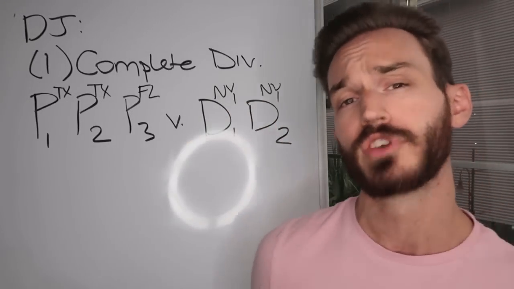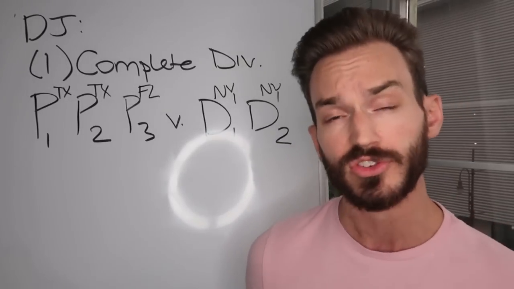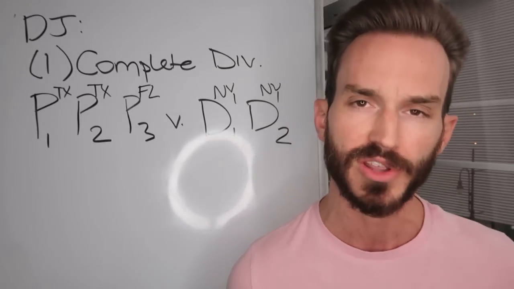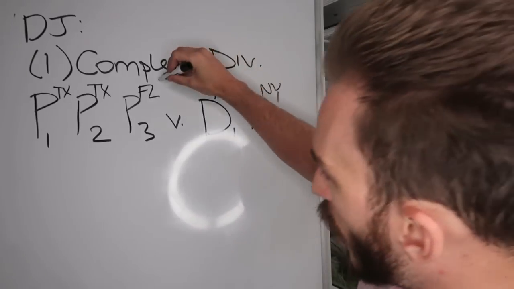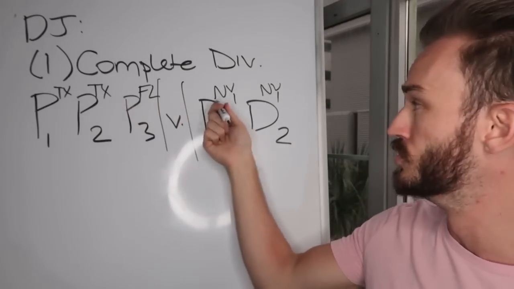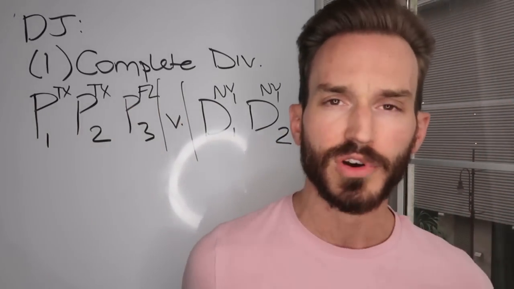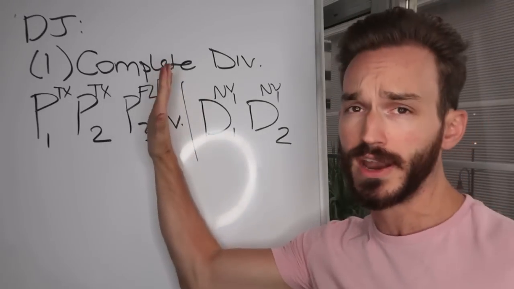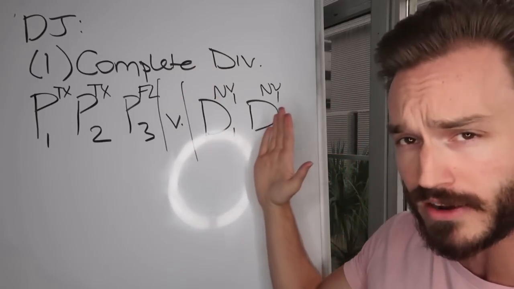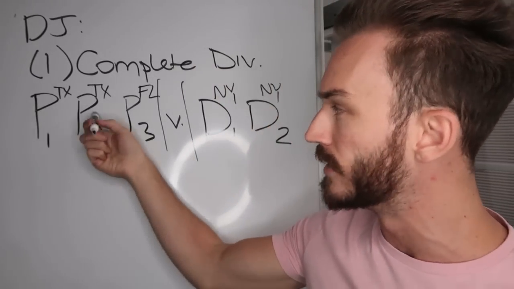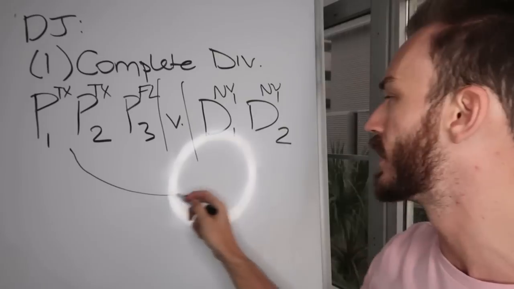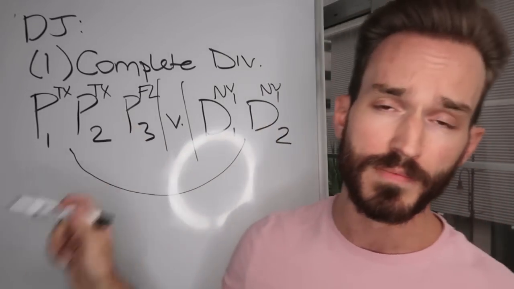So what happens? Do we have complete diversity here? Well, is every citizenship represented on the plaintiff side of the case different from every citizenship represented on the defendant side of the case? Let's go ahead and draw some lines here between the V and compare. Texas, Texas, Florida, New York, New York. Yes, complete diversity is present. Every citizenship represented on the plaintiff side of the case is different from every citizenship represented on the defendant side of the case. It doesn't matter that two plaintiffs share citizenship and two defendants share citizenship. We're only making the comparison across the V when we're making this determination.